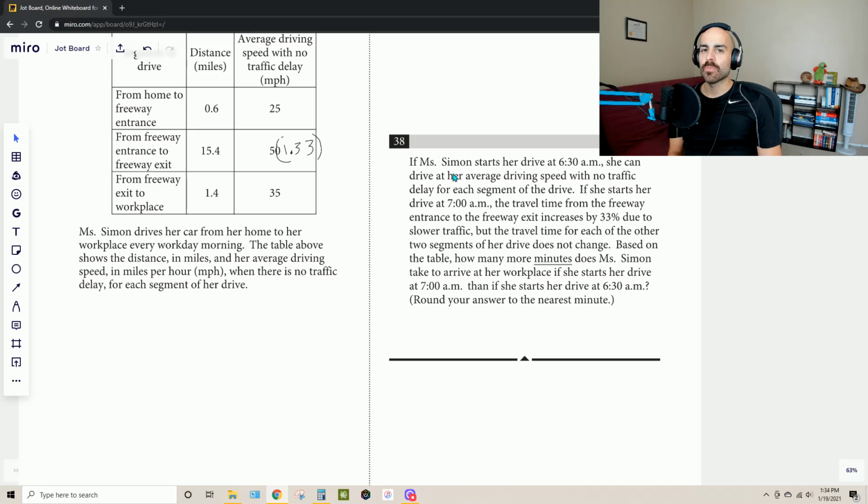You know, longer problems should give us less fear because it turns out that they make them that way to make it seem harder and to scare us. But you ain't gonna get me, SAT. So reading this problem, we see that ultimately her drive at 6:30 a.m., with no traffic, she goes as fast as she typically does, no problem.